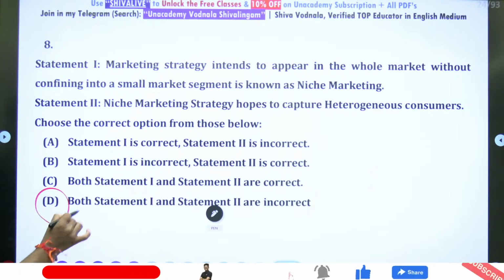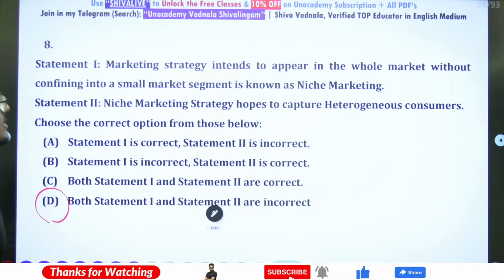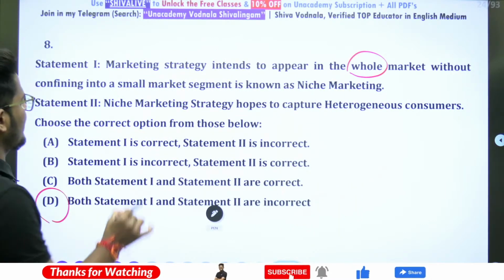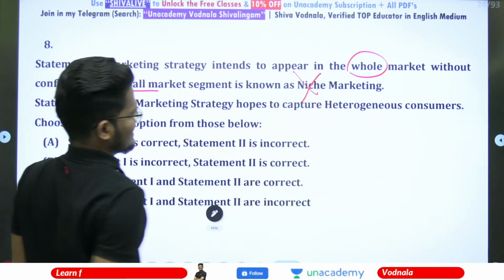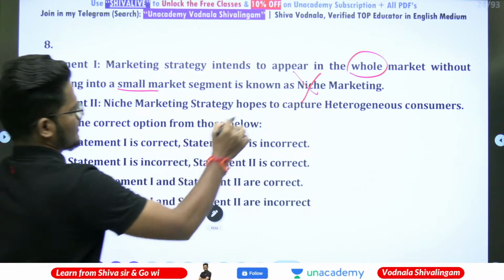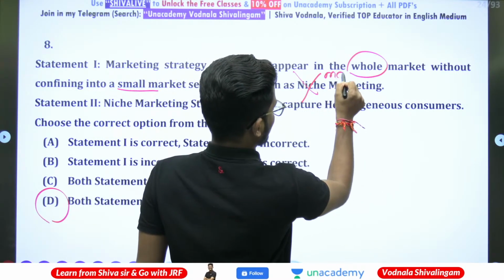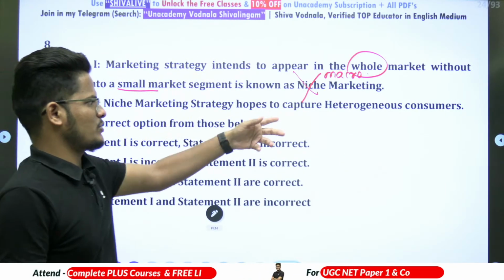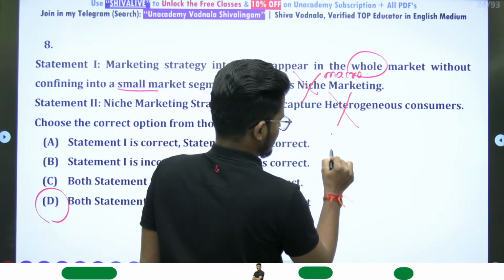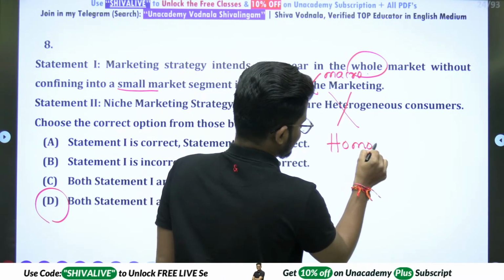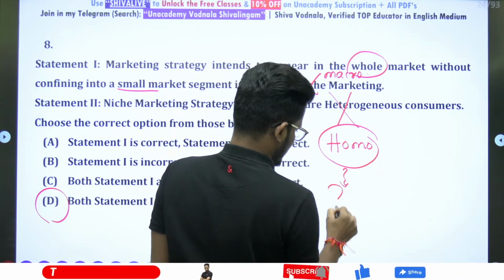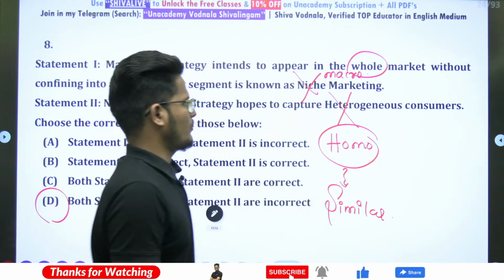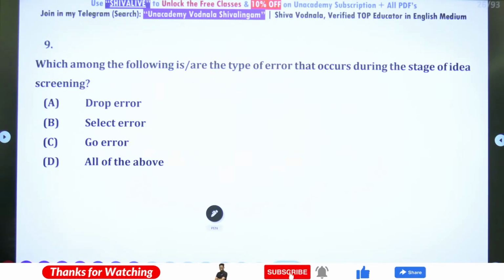Option D is the given answer. Statements 1 and 2 are both incorrect because intending to appear in the whole market without confining into a small market is never called a niche market, that is macro market rather. The whole market is macro marketing, which is covering without any specificity. So niche marketing strategy hopes to capture homogeneous consumers, not heterogeneous consumers, because consumers of similar nature will require similar or specific products, not heterogeneous consumers. Next.